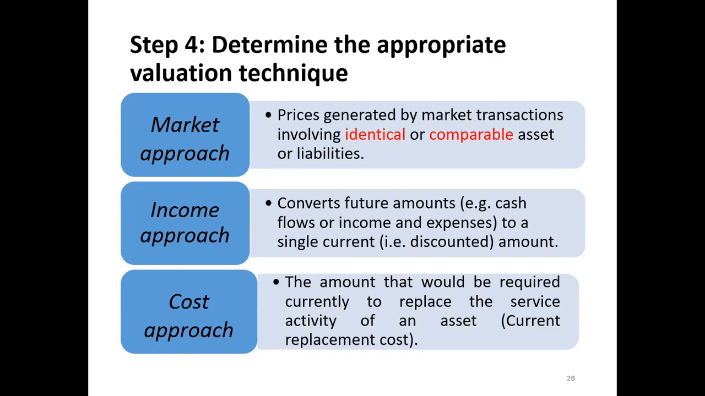But most of the time, what we find here is comparable assets. If you take land, the land cannot be identical. If you take buildings, they can't be identical. So most of the time, it may be comparable assets. If you take used motor vehicles, they are going to be comparable. It is not identical. So even for these comparable assets, you may find that in the market, you can get some prices.